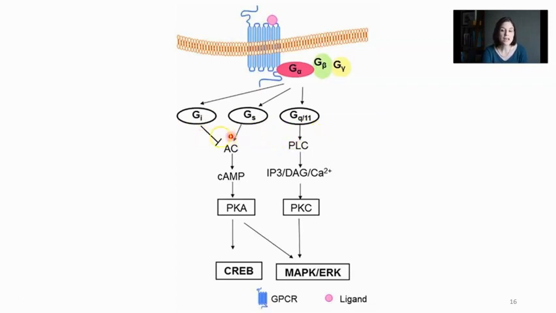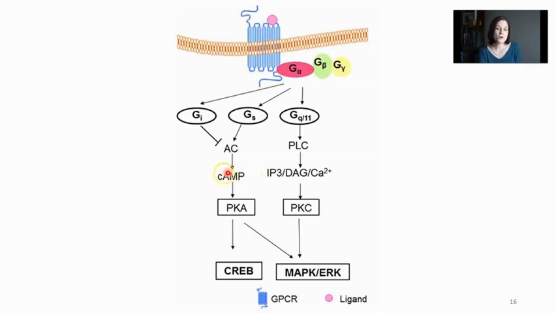GI and GS work on the same second messenger cascade, but they produce opposite effects. So GI, which is inhibitory, inhibits adenylyl cyclase, which is the effector enzyme in this cascade. GS, which is stimulatory, stimulates adenylyl cyclase. So we can know something about a receptor based on whether it's coupled to GI or GS. So these are the G proteins. Adenylyl cyclase is the effector enzyme.